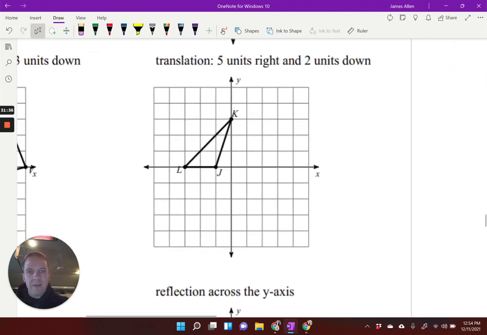Lovely. Next one. 5 units to the right and 2 units down. I'll start with K, because it's first alphabetically. I had to sing the alphabet in my head real quick. 5 units to the right, 2 units down, puts me K prime right here. L, 5 units to the right, that'd be right here, and then 2 units down would be right here. There's L prime. J, 5 units to the right, 2 down would be right here. That looks like the same diagram, except for that last line I didn't connect.